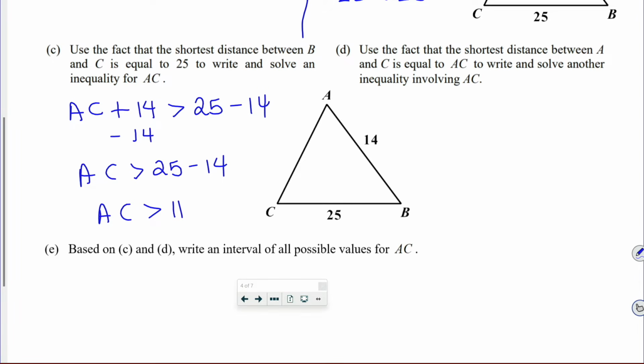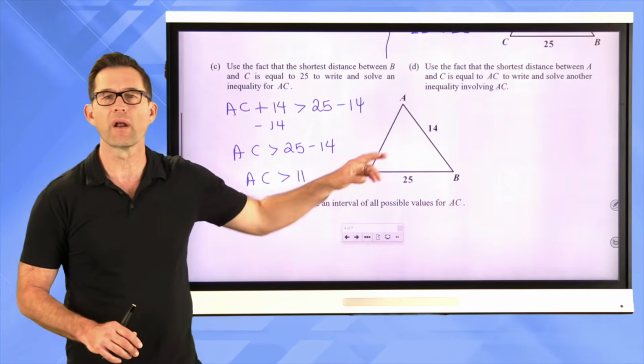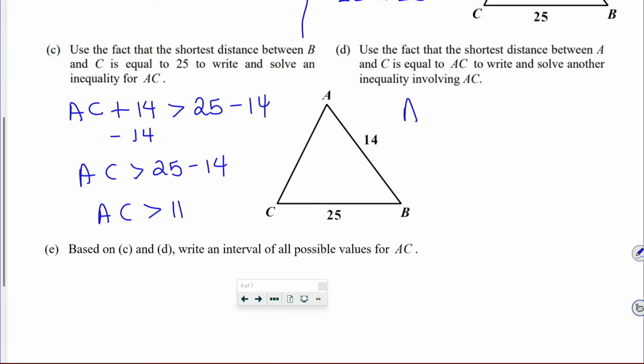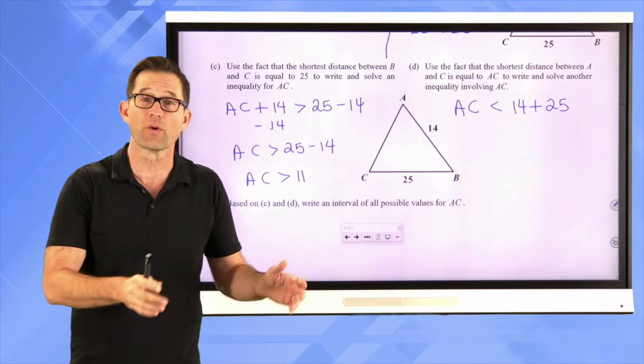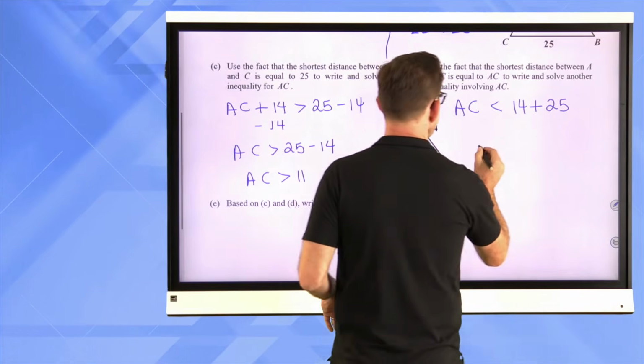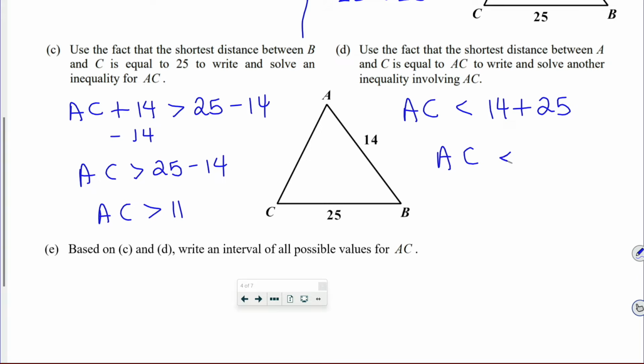Use the fact that the shortest distance between A and C is equal to AC to write and solve another inequality involving AC. So in this case, let's just hone in on AC itself, right? And one thing that we know is that whatever the length of AC is, it's got to be less than 14 plus 25, right? It has to be, because again, it's the shortest distance between points A and C, so it's got to be less than summing those two distances, which means AC must be less than 39.